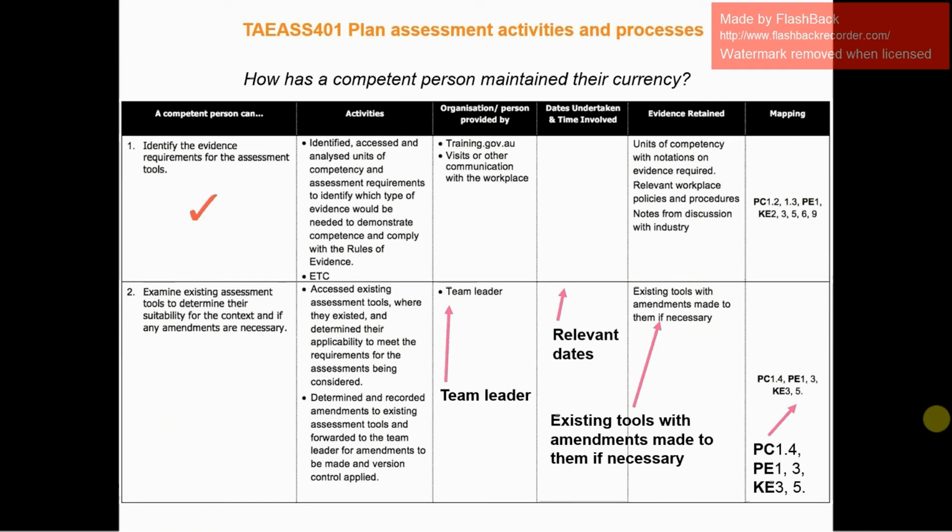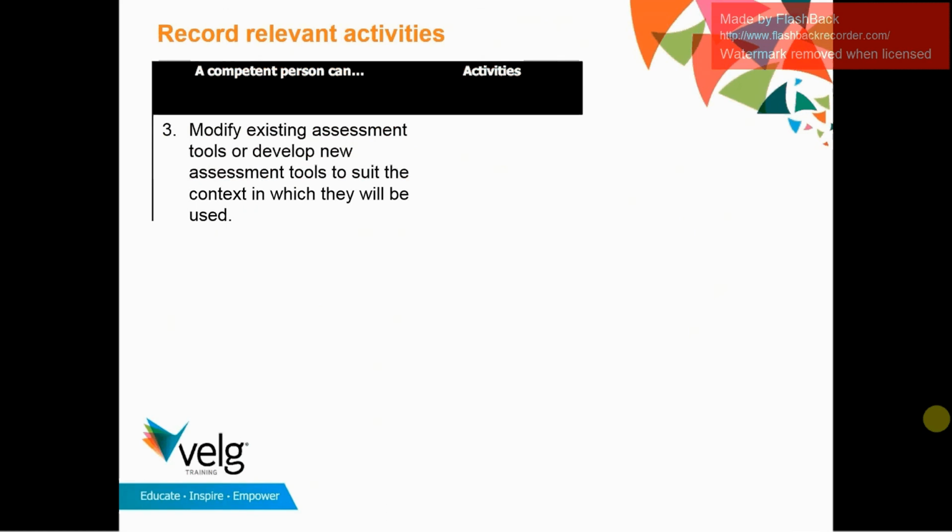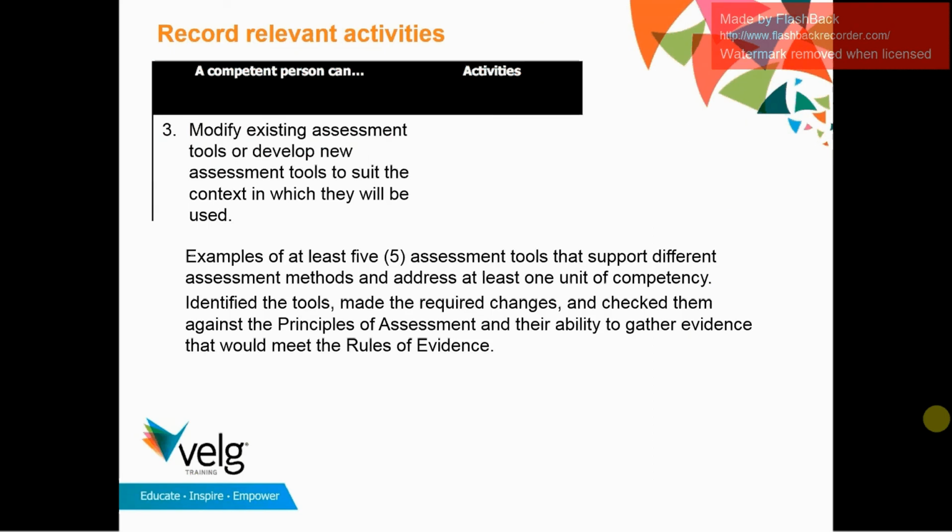So we've done the first one, we've now looked at the second one, and we'll now start to look at the third one. So the next point actually takes it, in the previous point, we actually identified whether there was any need to change them. And if there was, we're now going to modify those tools, or we're going to develop new assessment tools. And those are going to be developed around the context that we need. So let's have a look at what I do when I'm doing this particular activity.